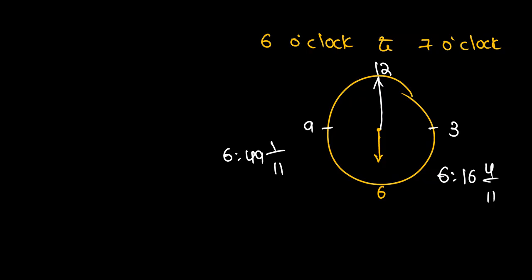Between 6 and 6:30, the answer should be 6:16 4 by 11. Between 6:30 and 7, it means 6:49 1 by 11. It depends on the question, which range they are asking: 6 and 6:30 or 6:30 and 7. Even if it is 6:30 and 7, H should be 6 only. We should take the reference from 6 o'clock only. Don't get confused in that, right?